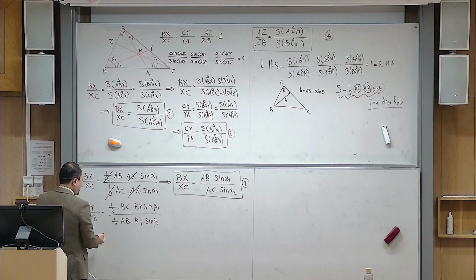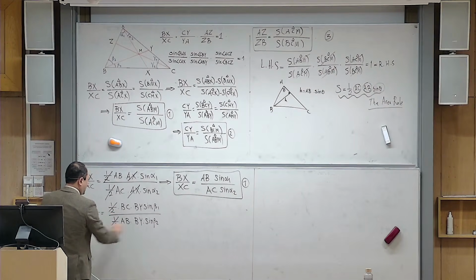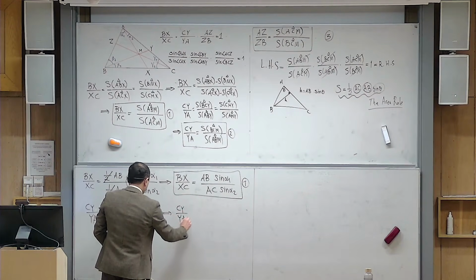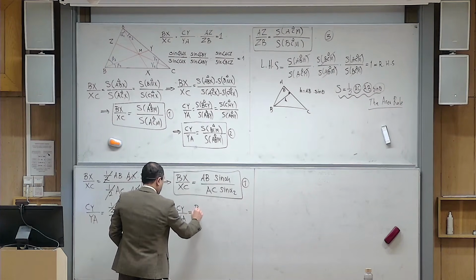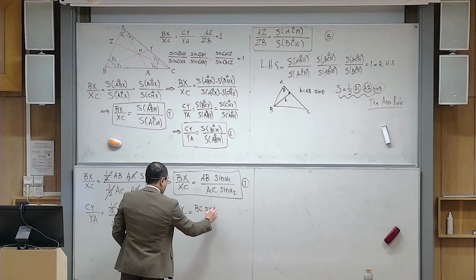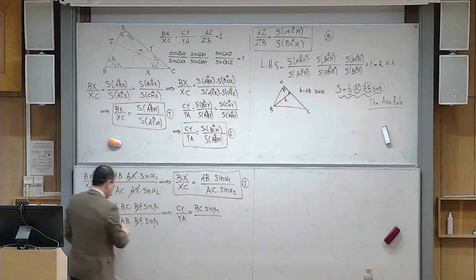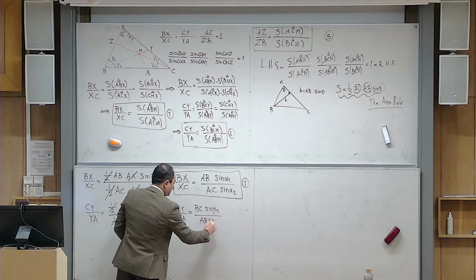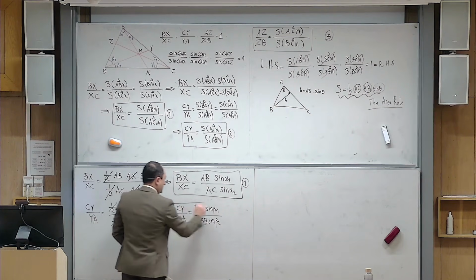And then again, what happens? This 1/2, and this BY and that BY are gone. So what I get is CY over YA equals BC sine beta 1 over AB sine beta 2. So this is number 2.